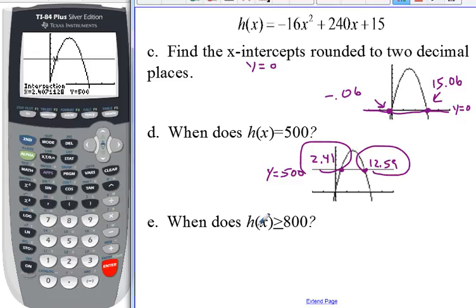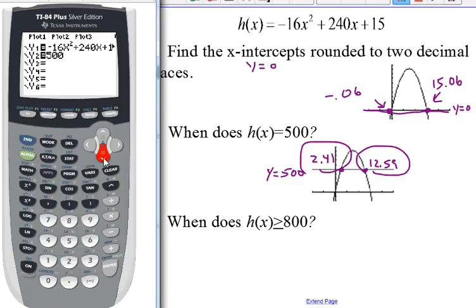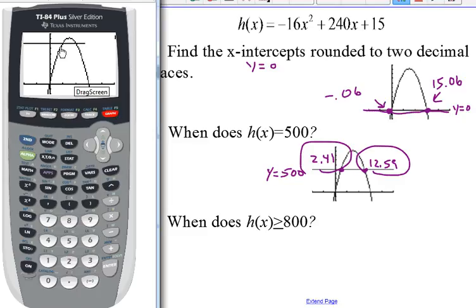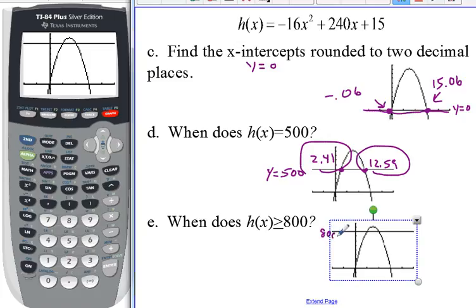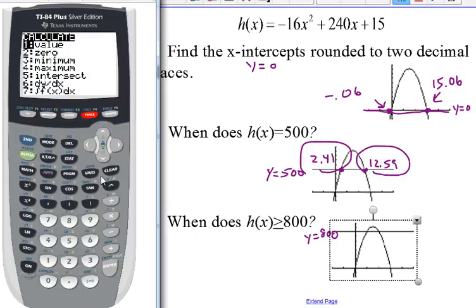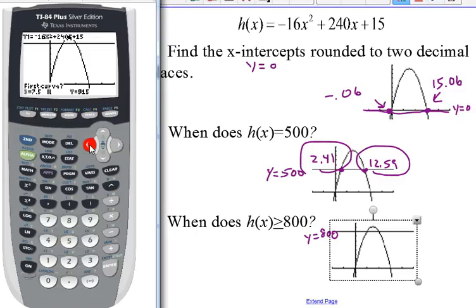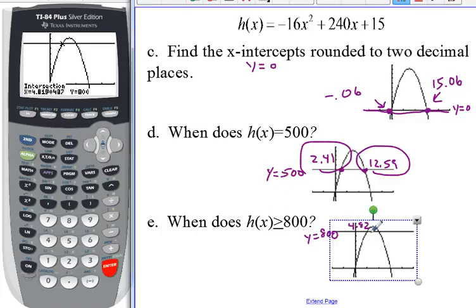The next question is asking when does h of x, when is it greater than 800? Well, this time I'm going to go in and change that 500 in y2 to 800. Hit graph again. Now I've got a line up here at 800. And so this is up here at y equals 800. We're going to do the intersection again. So second calc, intersect. I guess I'll go down the left side first. Press enter 1, 2, 3 times. 4.82 on this side. That's this point.